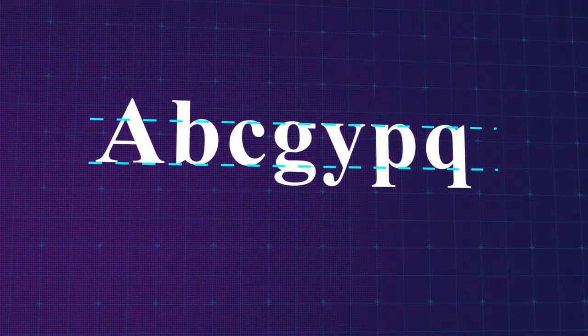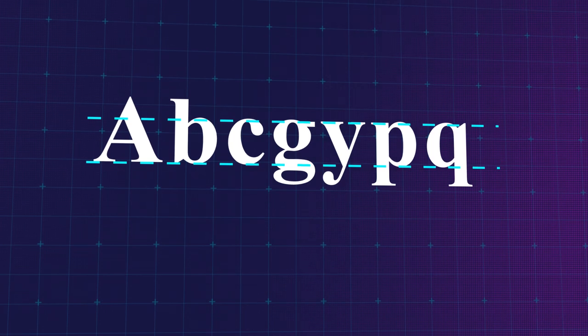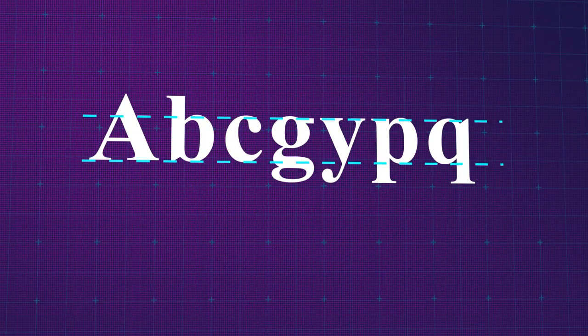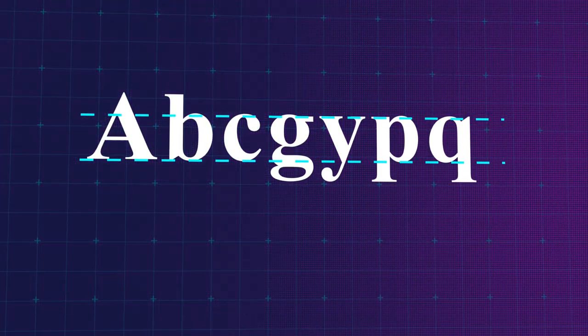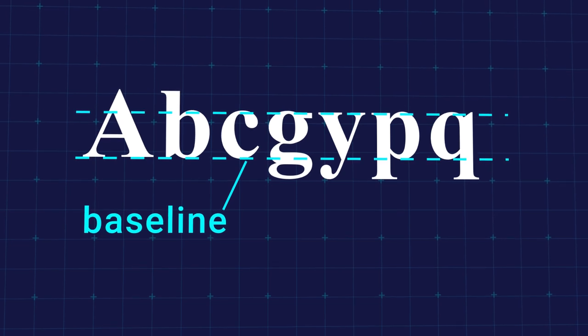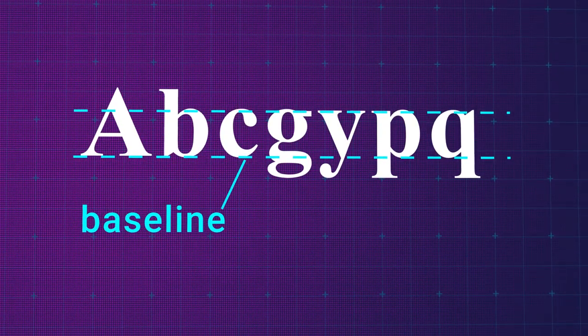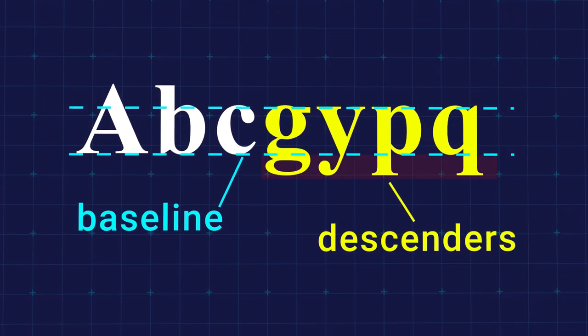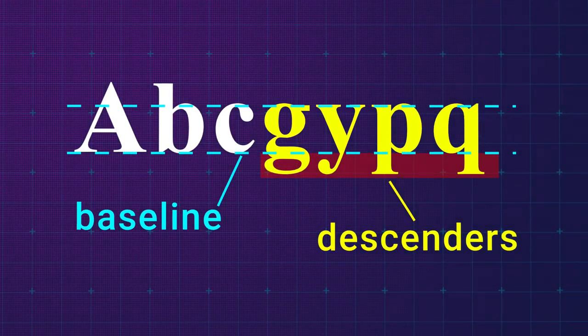Remember when you were learning how to write? You may have practiced writing letters on paper that had lines, and ideally you had to make all the letters sit on the bottom line, which is also called the baseline. But there were some letters that partially extended below the baseline. Lowercase letters like G, Y, P, and Q have what's called descenders, which is the part that extends below that baseline.